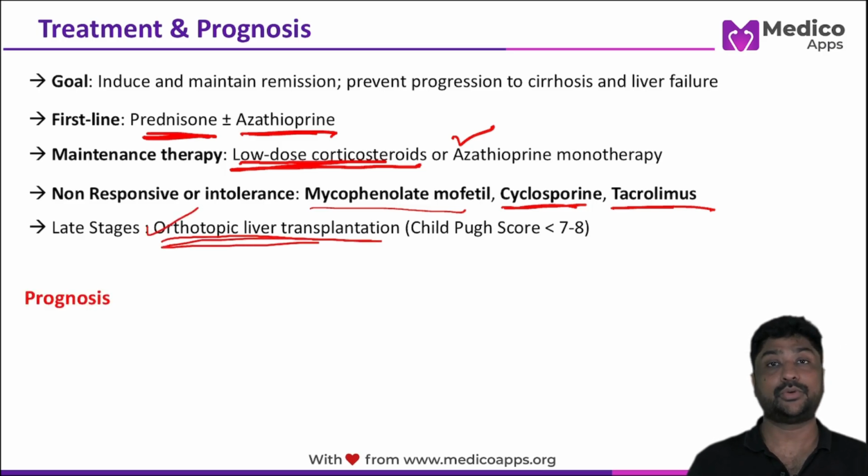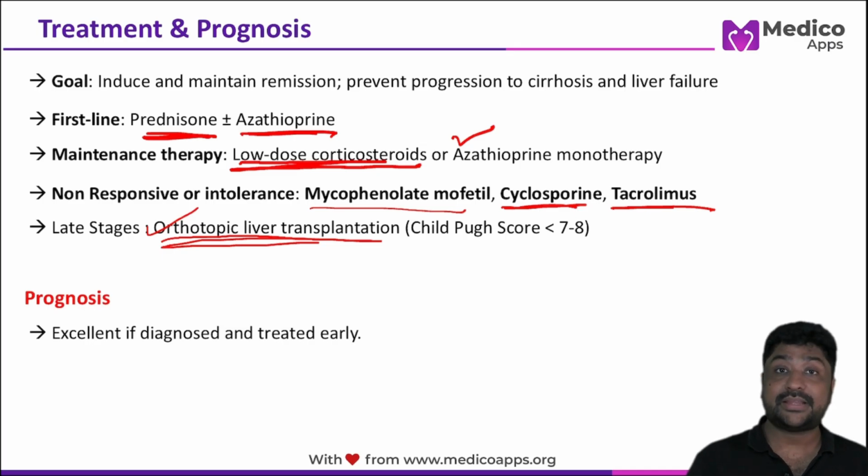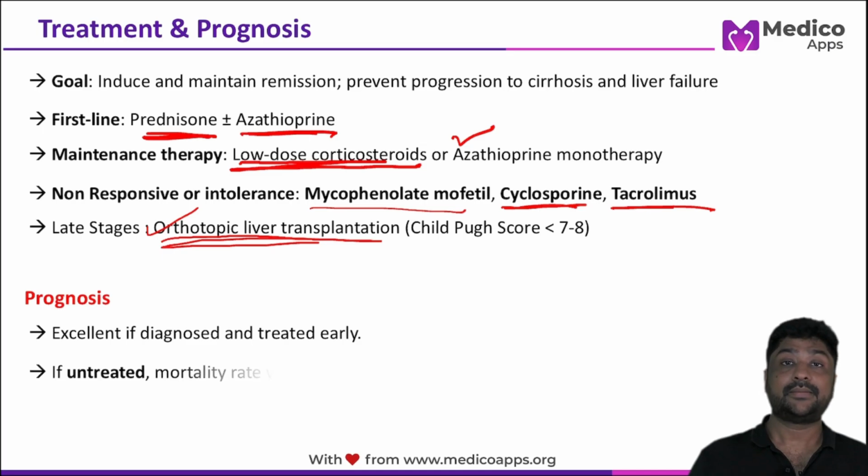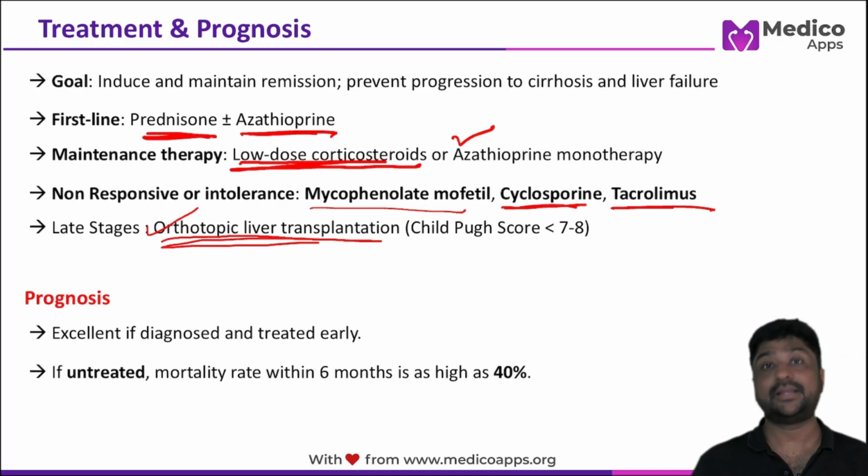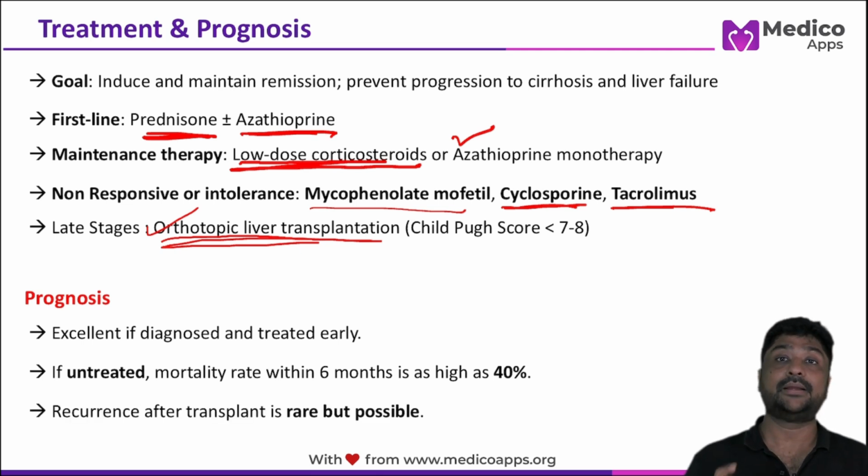Now coming to the prognosis. If autoimmune hepatitis is diagnosed early and treated promptly, the outcome is excellent. However, if left untreated, the mortality rate can reach as high as 40% within 6 months. A very striking exam fact. After transplantation, recurrence is rare, but it is still possible.